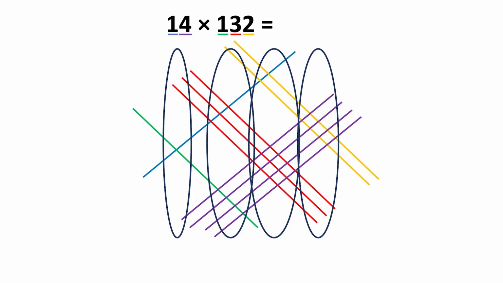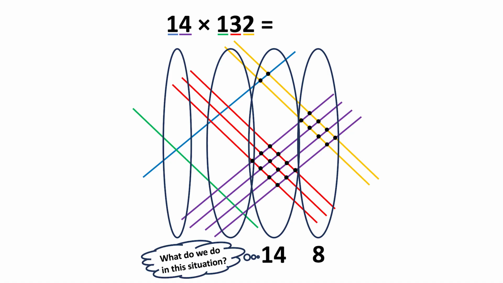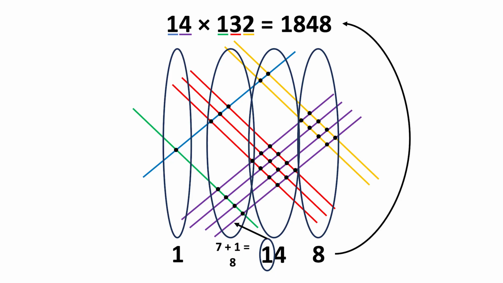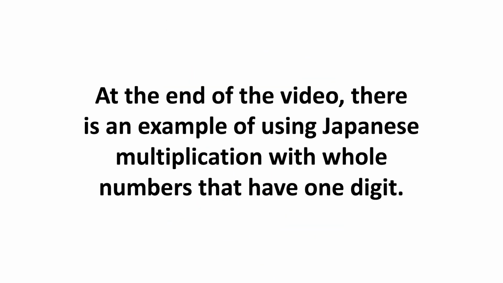By counting the number of intersections in each group, we see that the ones place must be 8, the tens place must be 14. Wait a second, what do we do in this situation? Well, we just carry over the 1 that's in the tens place of 14 to the next group, which is exactly what we would do if we used long multiplication. Thus, since there are 7 intersections in the next group, the hundreds place must be 7 plus 1, or 8. Lastly, the thousands place is 1. So the product of 14 times 132 must be 1,848.